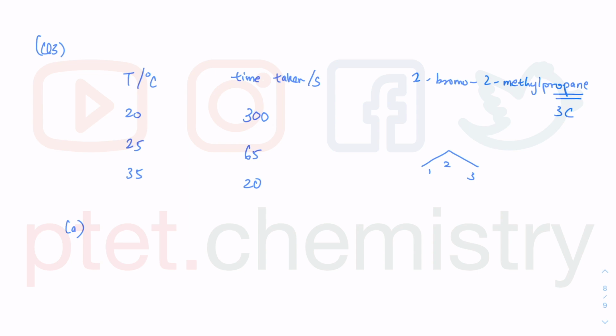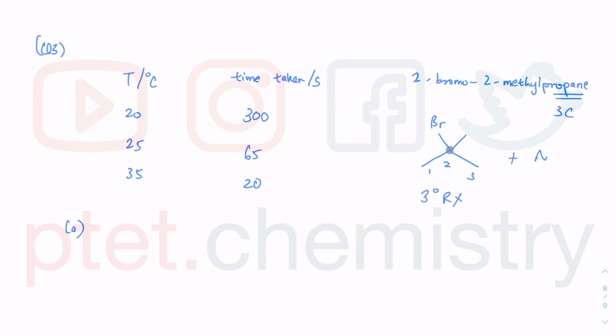I label them with numbers because now I have 2-bromo. So I have a Br there, and I have a 2-methyl on this side as well. I put bromo first because B comes before M. So 2-bromo-2-methylpropane there. Okay, so this is the tertiary halogenoalkane, because the carbon bonded to the halogen is bonded to 1, 2, and 3 other carbons. So this is a tertiary halogenoalkane.